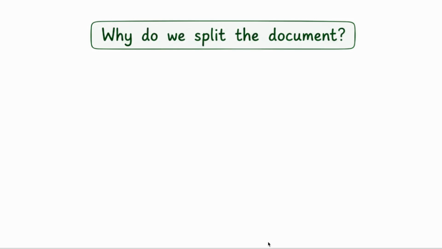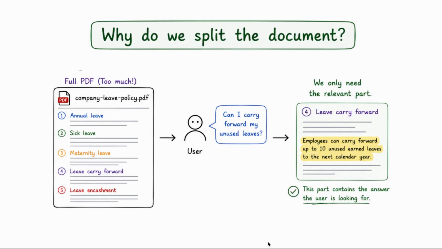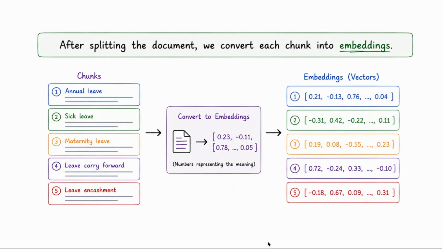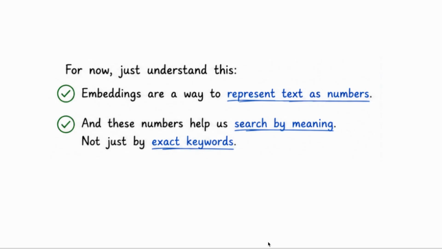So why do we split the document? Because when the user asks a question, we don't need the entire PDF. We only need the part that answers the question. And after splitting the document, we convert each chunk into embeddings. Now don't worry too much about embeddings in this video. For now, just understand this.